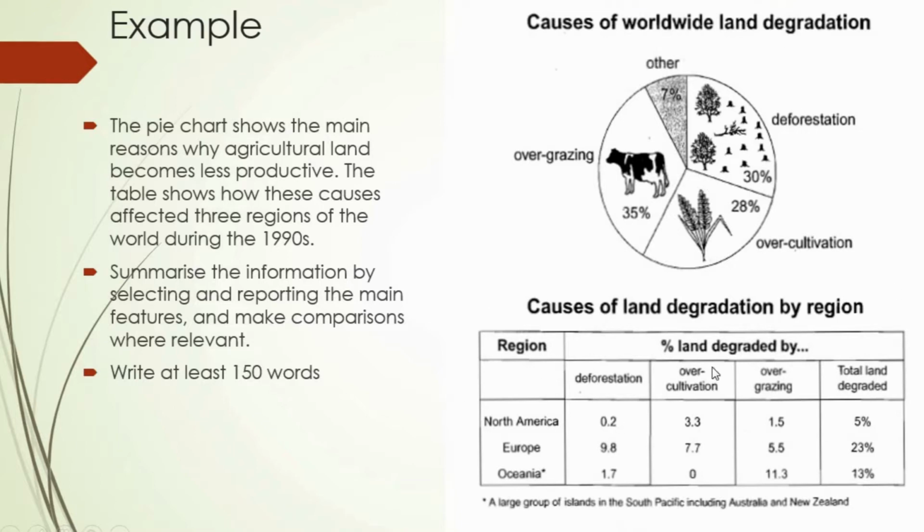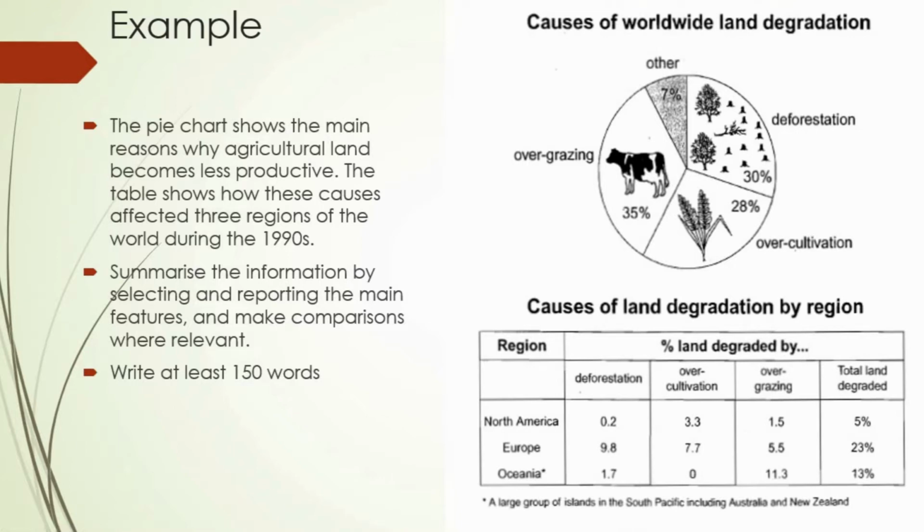So we have to summarize this pie chart and this table in 150 words. That's all they are asking us to do. Now you should remember that they are asking for at least 150. You can exceed the word count, but it should not be less than 150.